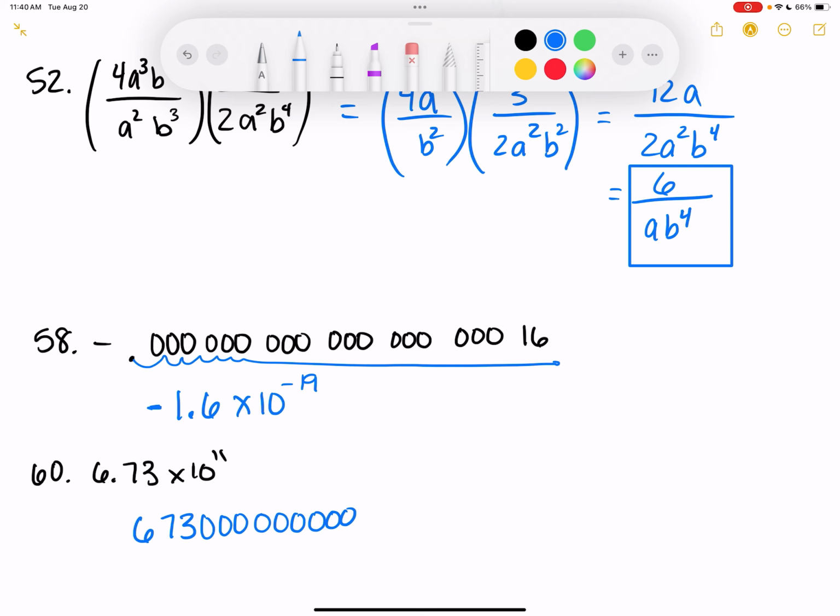So if it's a big number that we're making smaller, it's a positive exponent. If it's a small number that we're making look bigger, then it's a negative exponent.